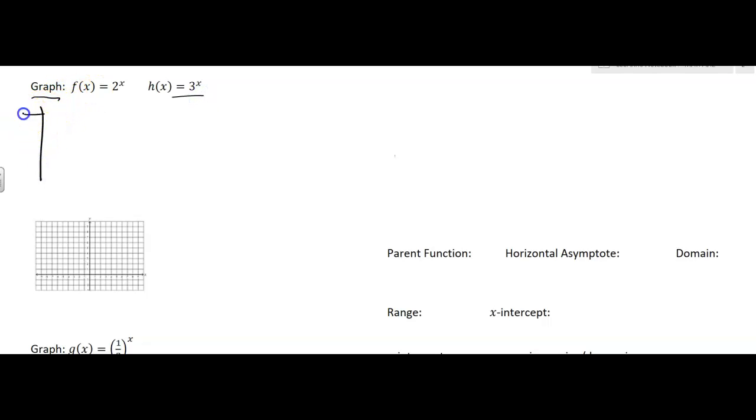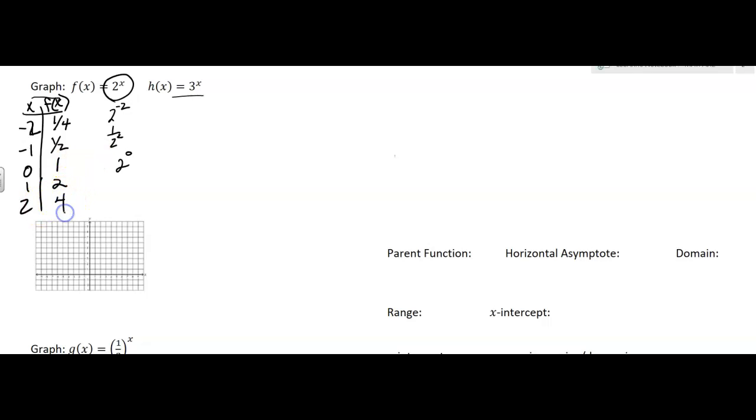So I'm going to make a little table of values here. And I'm going to put in some numbers like -2, -1, 0, 1, and 2. Now we're plugging them into this function. Now remember, when you put 2 to the power of -2, that's going to reciprocate, so it's going to be 1 over 2 squared, which is going to be 1/4. And then when you do -1, you're going to get 1/2. Remember that 2 to the 0 is 1, and then 2 to the first power would be 2, and 2 squared would be 4.